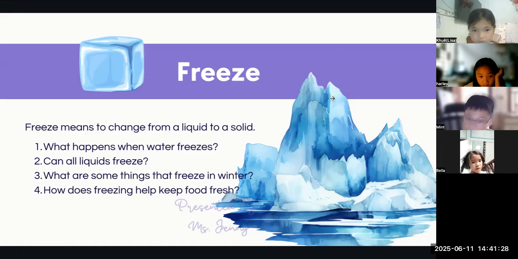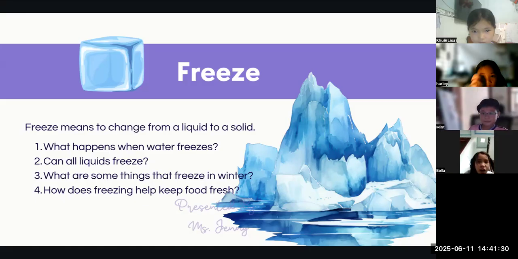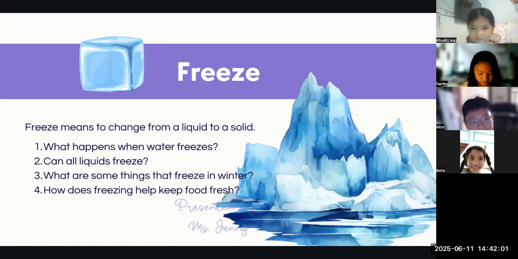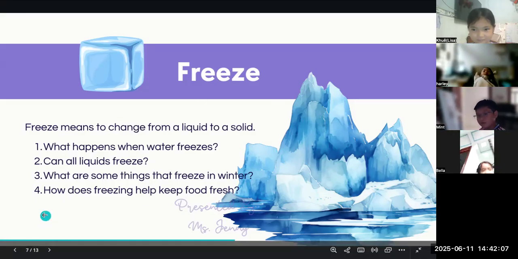Bella, can all of them freeze? What, Bella? Yes. I don't think that oil can freeze. Don't you think we put the oil in and then we put it in the fridge? I don't think oil actually freezes. Maybe a bit of oil freezes. Maybe. Okay, next question.